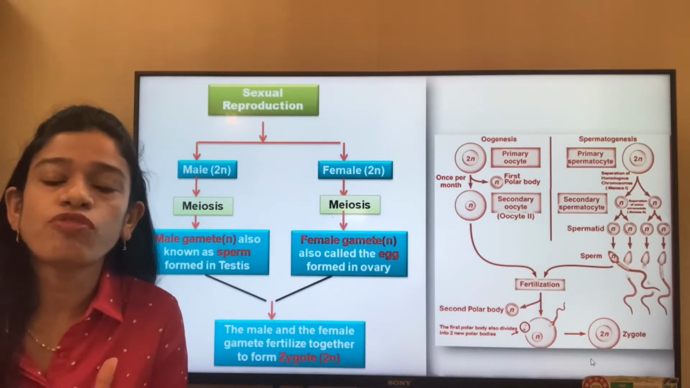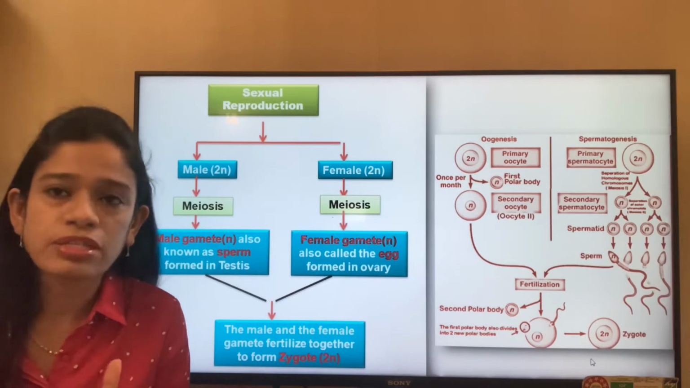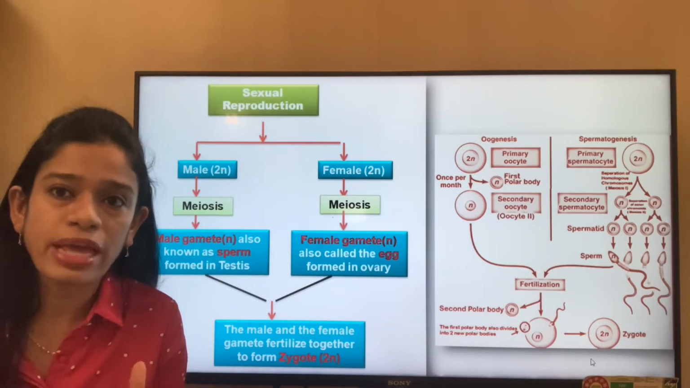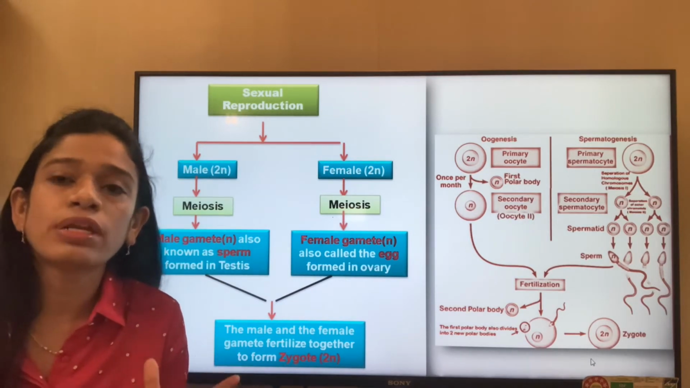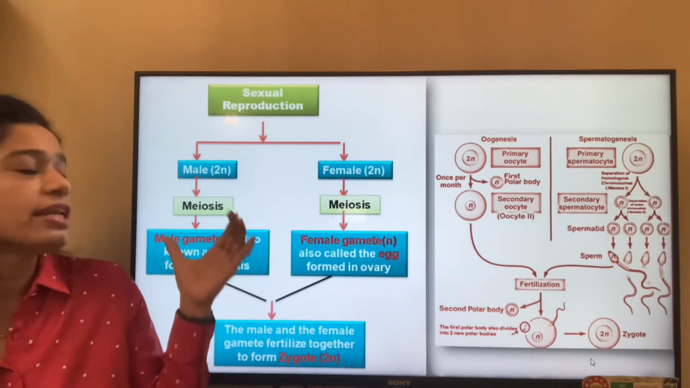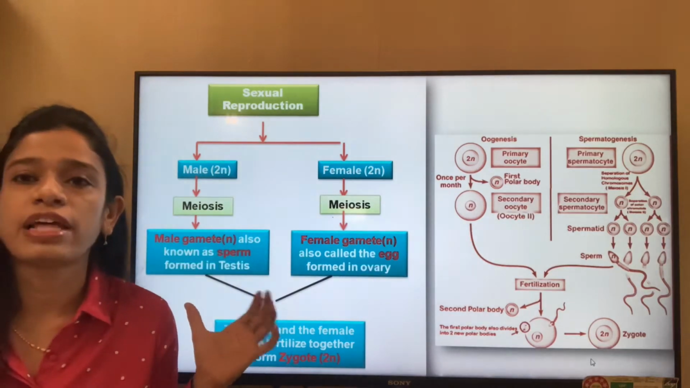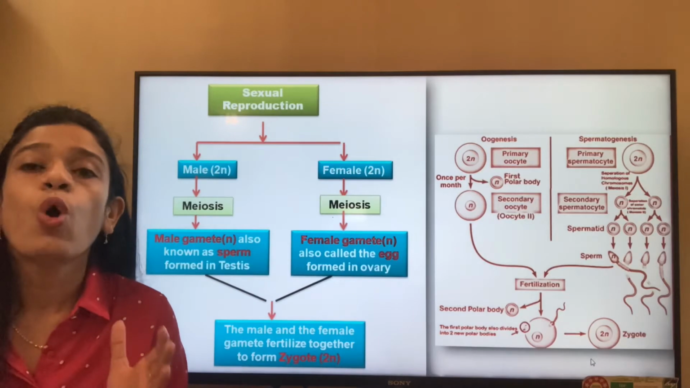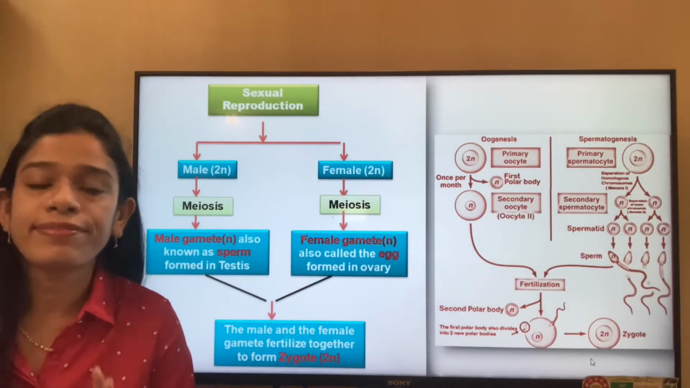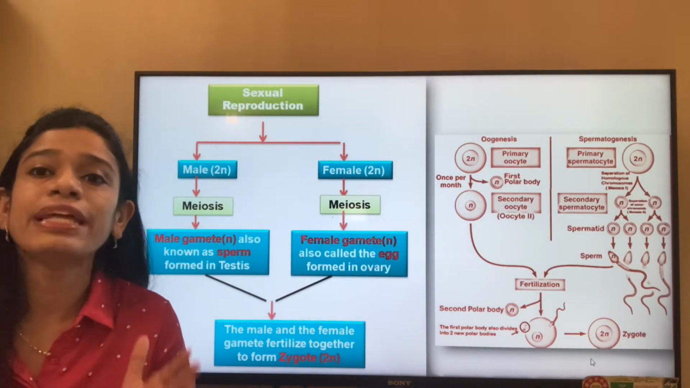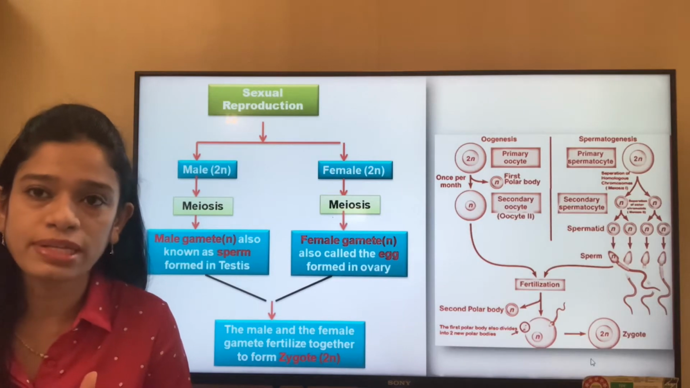They consist of 23 pairs of chromosomes, that is, the total number is 46. When it undergoes meiosis, the gametes consist of only 23 chromosomes, that is, only half of the chromosome number is there.